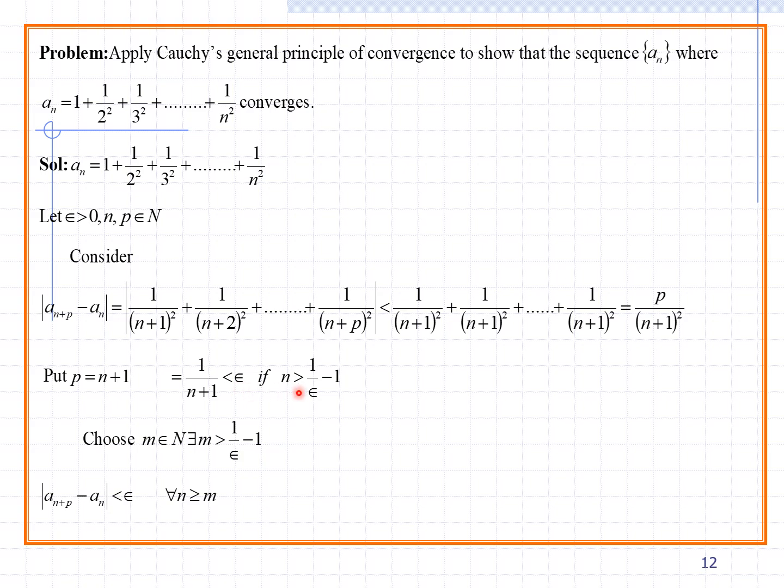So if n is greater than 1 by epsilon minus 1, choose m belonging to capital N, there exists m greater than 1 by epsilon minus 1. So modulus of a(n plus p) minus a(n) is less than epsilon for all n greater than or equal to m. So you can remember that if Cauchy's general principle holds, automatically the sequence also converges. Why? Because everything is relevant to convergence. So once it is less than epsilon, it is convergent. For example, if epsilon is not relevant to 1 by some particular values, then it is not convergent, but in this case it is convergent.